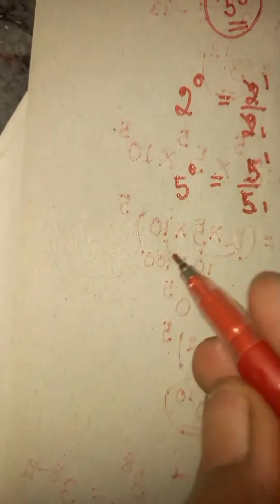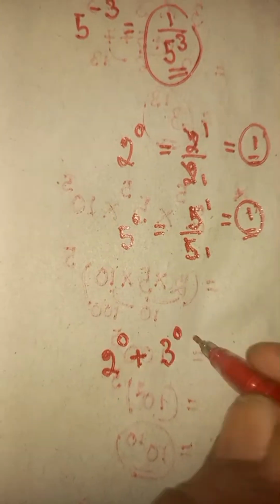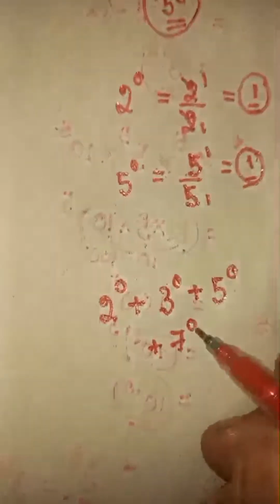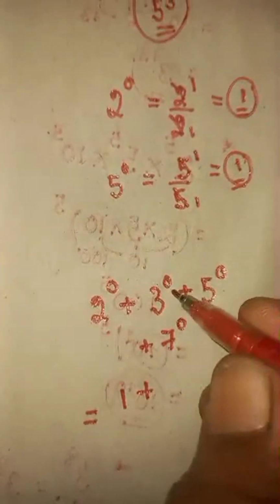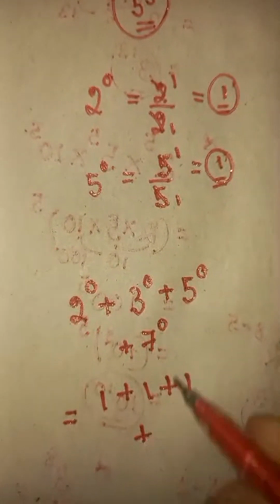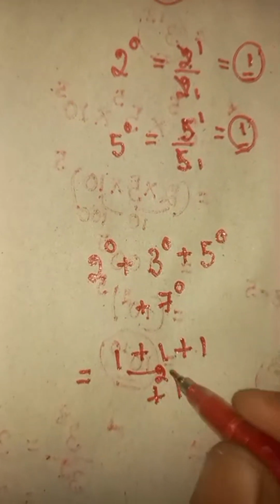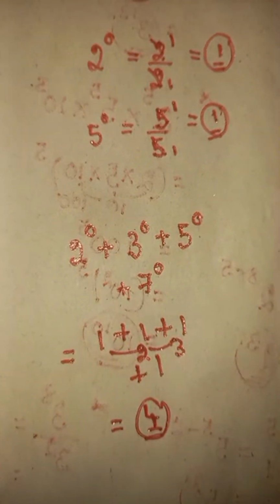So let's take one more problem. Here they are giving 2 power of 0 plus 3 power of 0 plus 5 power of 0 plus 7 power of 0. You need to find the value of that. 2 power of 0 is 1, 3 power of 0 is also 1, 5 power of 0 is also 1, 7 power of 0 is also 1. 1 plus 1 is 2, 2 plus 1 is 3, 3 plus 1 is 4. So 4 is the final answer.